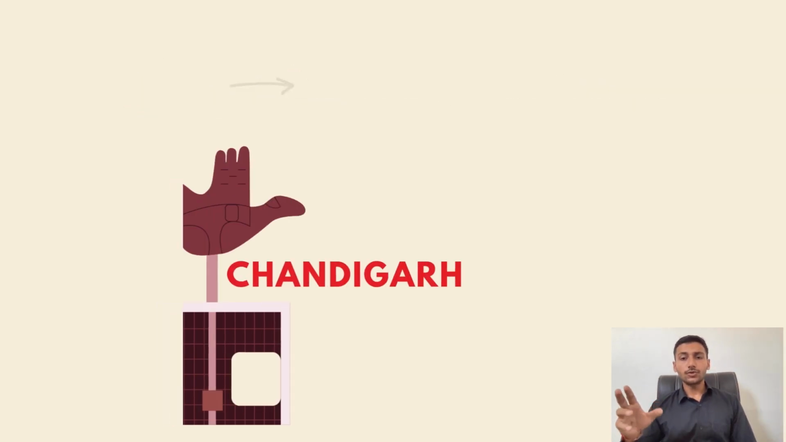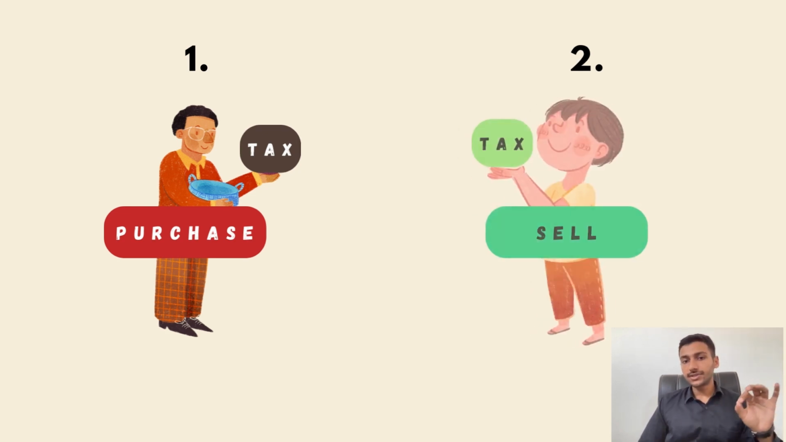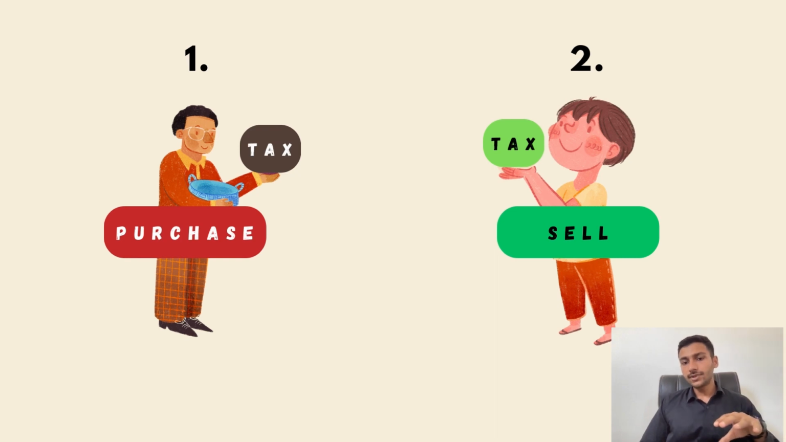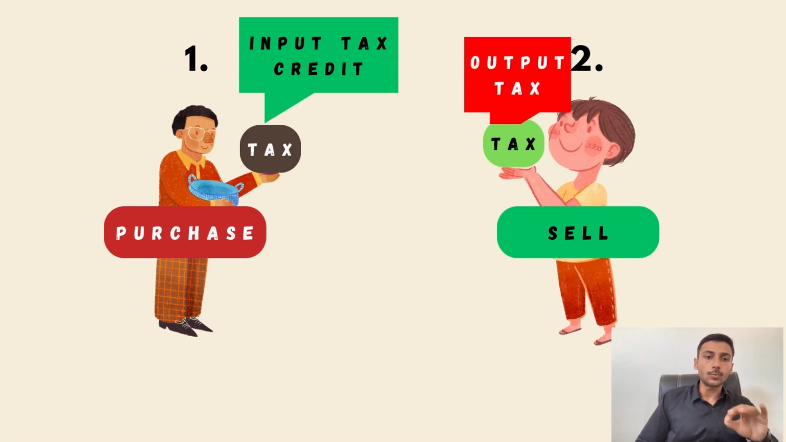Now understand, there are two forms of taxes. One is the form in which we pay tax, and the other is the one in which we receive tax. We pay tax when we purchase anything. We pay directly to the person from whom we are purchasing, and we receive tax when we sell anything, from the person to whom we are selling our product or services. The tax we pay while purchasing is called input tax, and this is the point of input tax credit. And the tax that we receive while selling goods and services is called output tax.